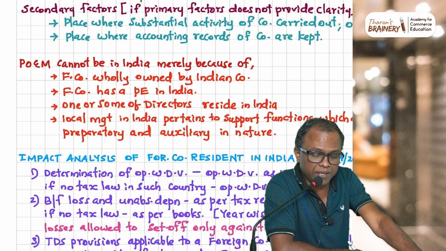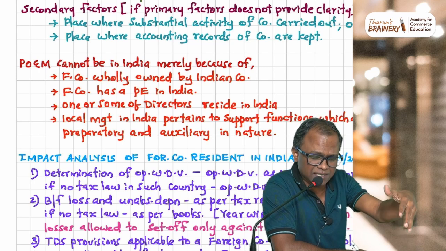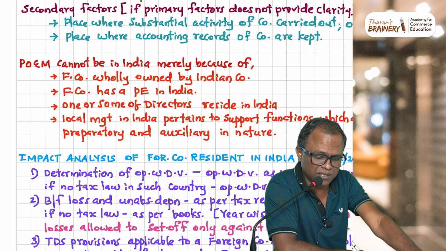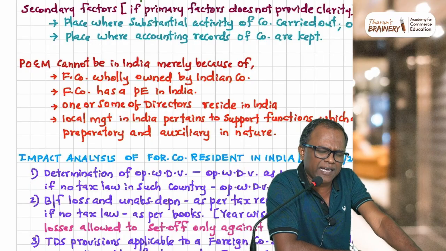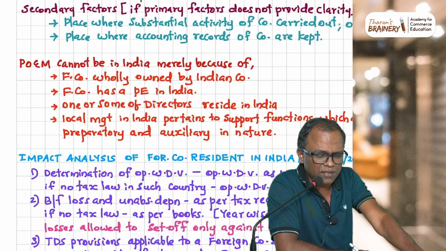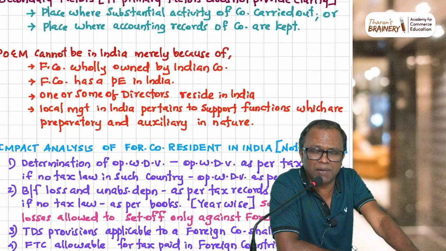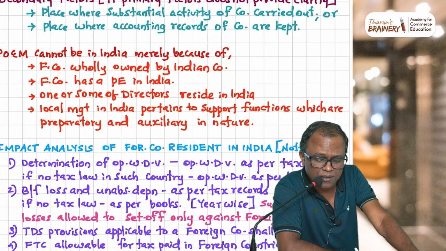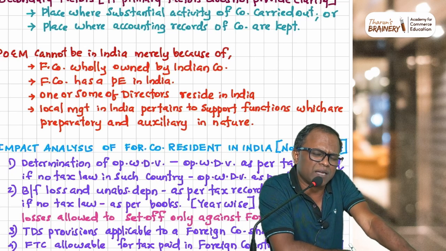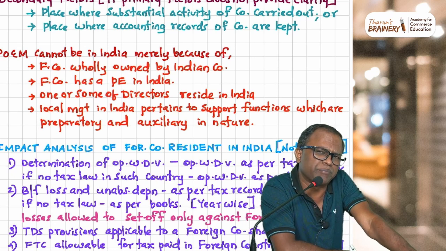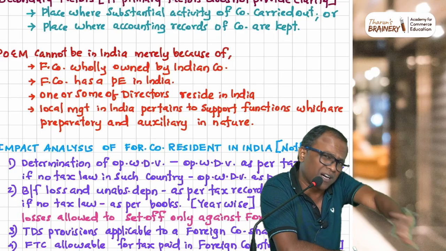And second, the foreign company has a permanent establishment in India. That means, simply speaking, a fixed place of business like a branch, factory, office, warehouse, godown. So a fixed place is located in India. Merely because of that, a foreign company cannot be said to be resident in India. Third, one or some of the directors reside in India. Oh, no, that's not a criteria, right? At the time of taking board decisions, where the board meeting is held and where they participated should be seen. Merely because they reside in India, that is not a sole reason. And the last one, local management in India pertains to support functions which are preparatory and auxiliary in nature. That is, sometimes there may be an office in India for a foreign company to look after the day-to-day affairs and local management activity.